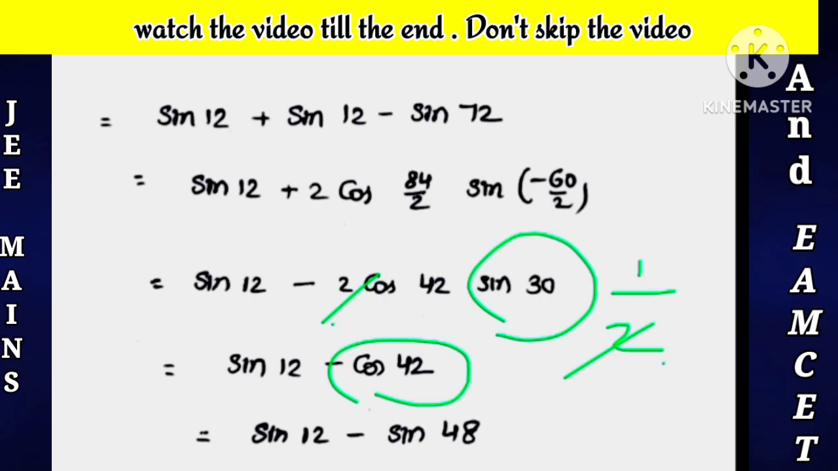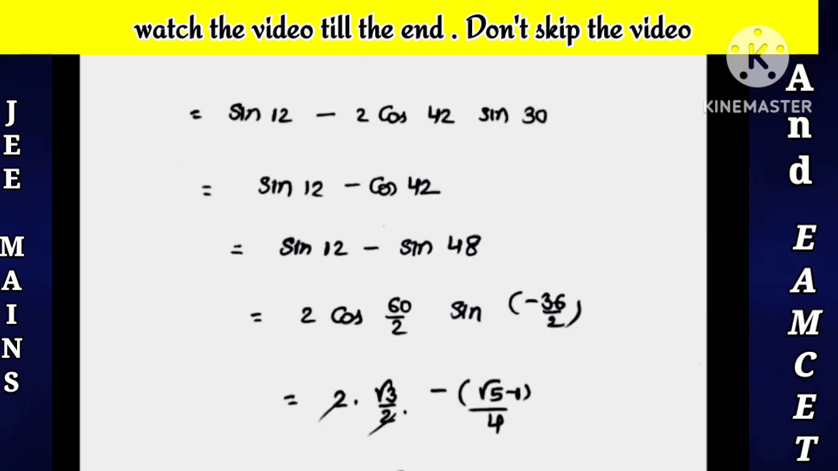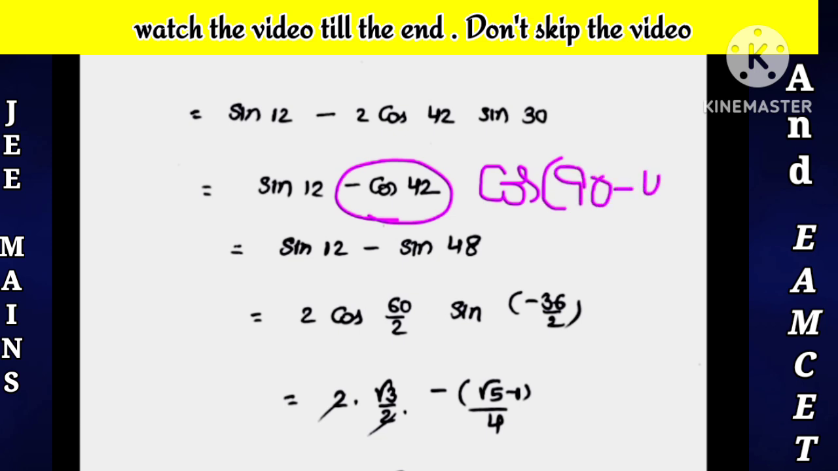And to apply the formula sin c minus sin d, convert this cos 42 as sin 48. Understand? First I am taking this 42 as 90 minus 48. Okay. 42 is equal to 90 minus 48. Now this is in the form of cos (90 minus theta), that is equal to sin theta. So this becomes sin 48.